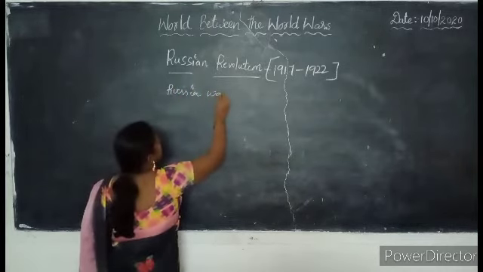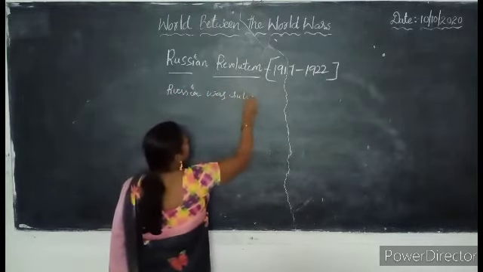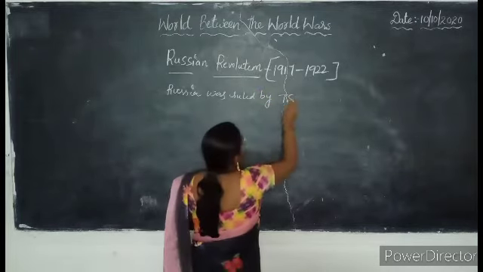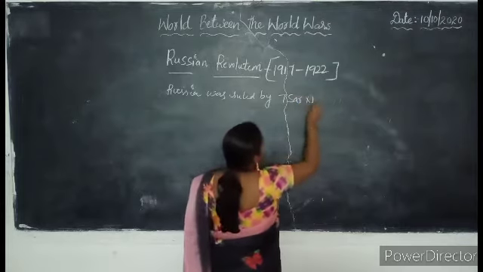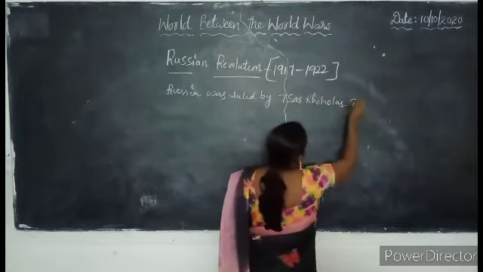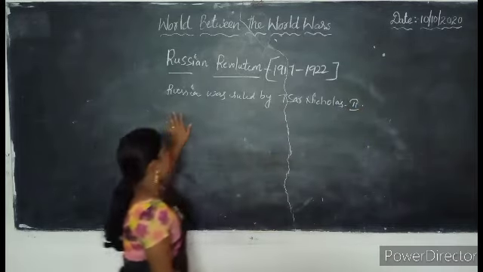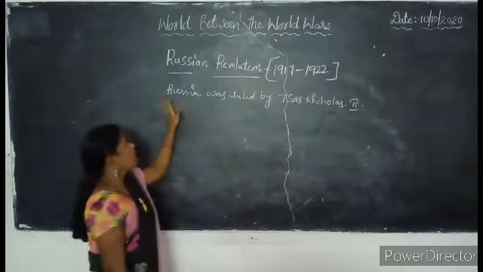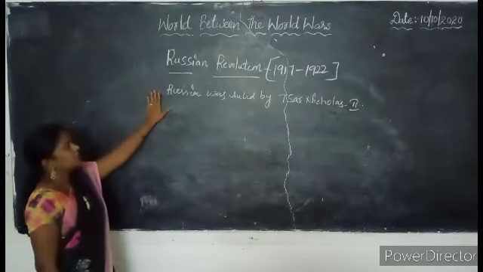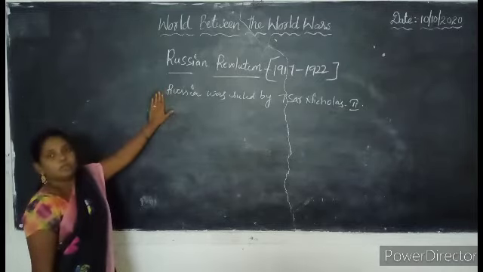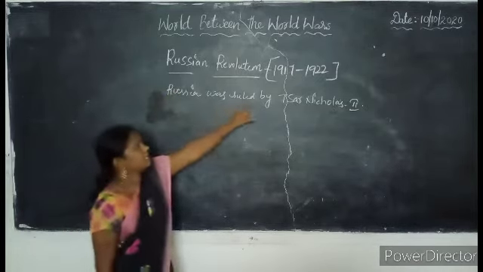The vast Russian Empire was ruled by Tsar Nicholas II. Already we have seen that Russia withdrew from World War I in the year 1917.